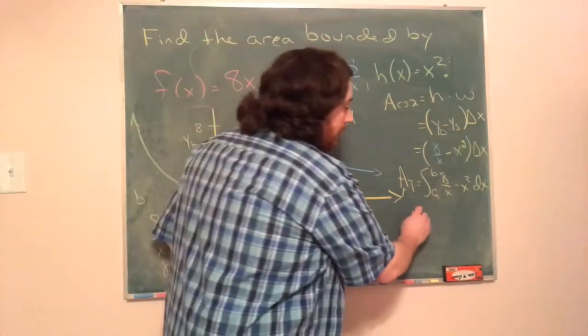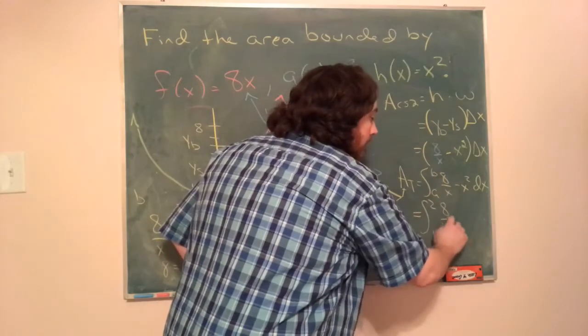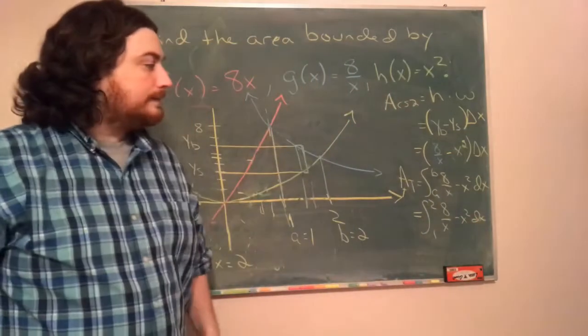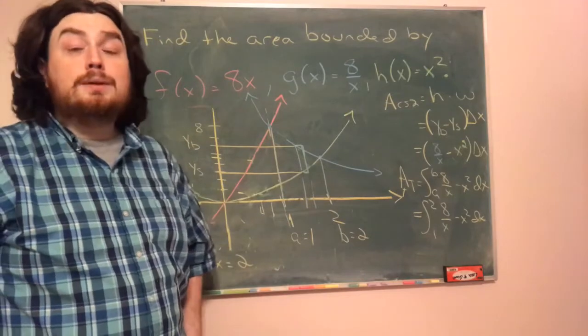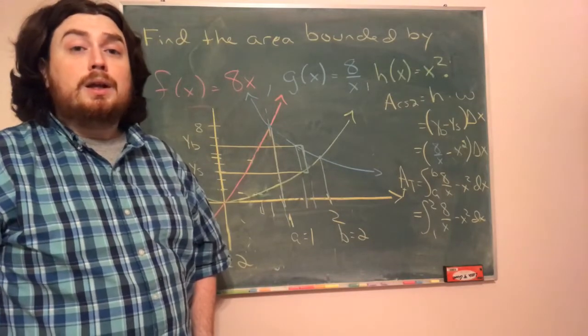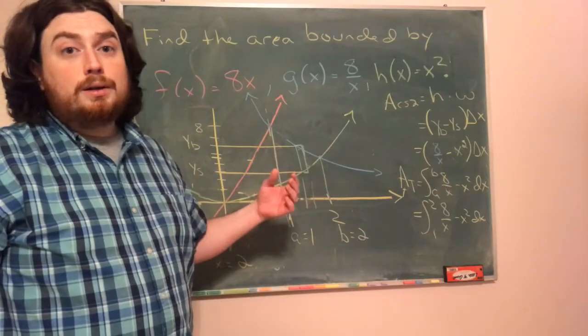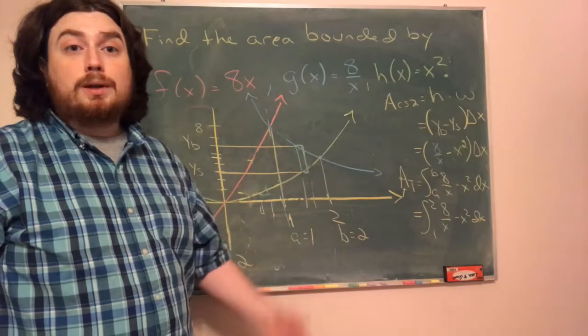So if I'm going to find this area, it's going to be the integral from 1 to 2 of 8 over x minus x squared dx. So the second portion is going to be the integral from 1 to 2 of 8 over x minus x squared. And so now what we have to do is find that along with the first area, and add them together in order to get the total area of both together.